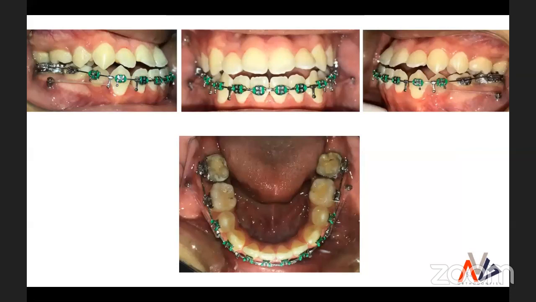So do you use TADs in the anterior, or heavy arch wire with accentuated curve or torque in anterior, or pre-torqued wire? Confusing question. Should I allow him to talk so that he can? Absolutely. I think that would be better. Okay.